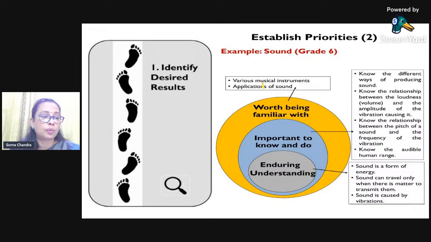And worth being familiar with will be the different ways to produce sound. It can be through a click, but if you're clicking using a cushion, you won't be able to. Know the relationship between loudness, that is the volume, and the amplitude of the vibrations that cause sound. These are very, very important things which the student should know. The various musical instruments and applications of sound are worth being familiar with.